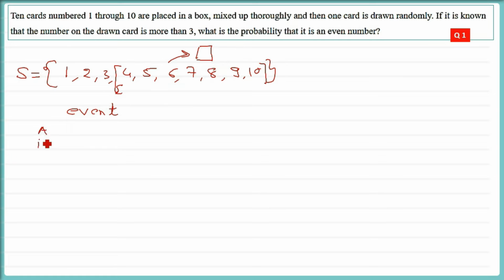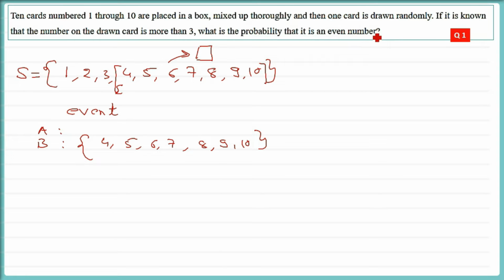But we have 2 separate events. And you have to judge the event according to the question, because if one thing has happened, what is the probability of the second thing happening? So one thing has happened, that is, it is known that the drawn card is more than 3. So this will be our second event, B, 4 till 10, because it is more than 3 already given. What is the probability of A we need to find out?